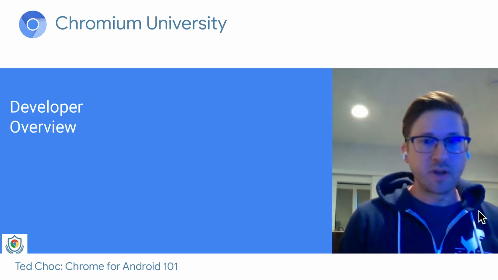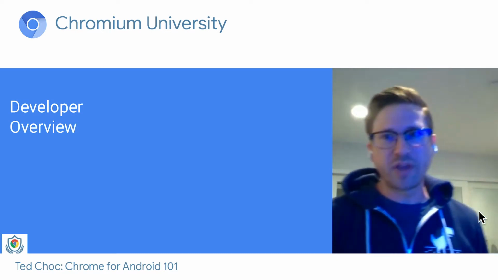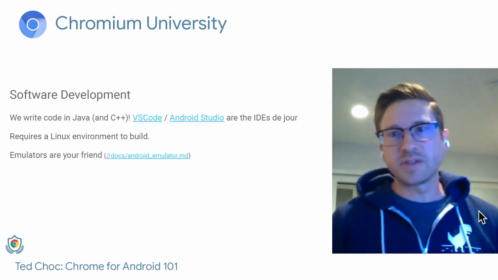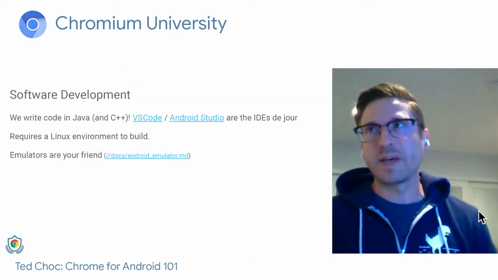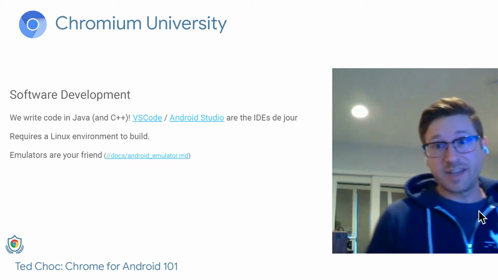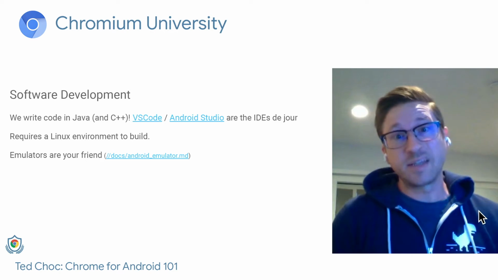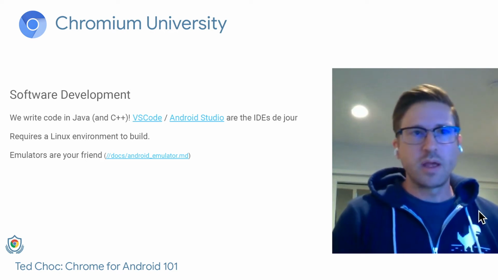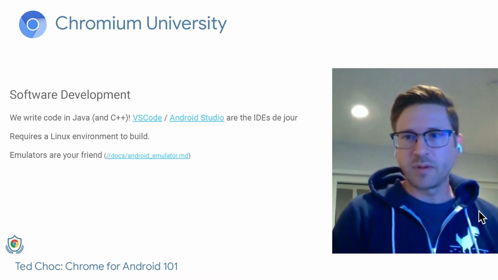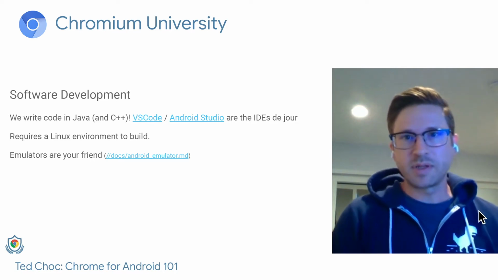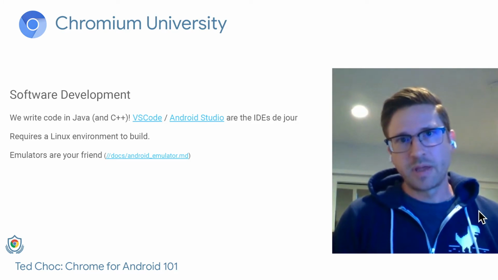And now I'm going to jump into generally what you should think about as a developer focused on Chrome for Android. And a lot of this is general best practices for Chromium in general, not just Chrome for Android. As you might expect, we write a lot of our code in Java and C++. We share as much code as possible with the other platforms where we can. But because we have those two different languages, we often use two different IDEs, and the most popular ones these days are VS Code for C++ and Android Studio for Java.